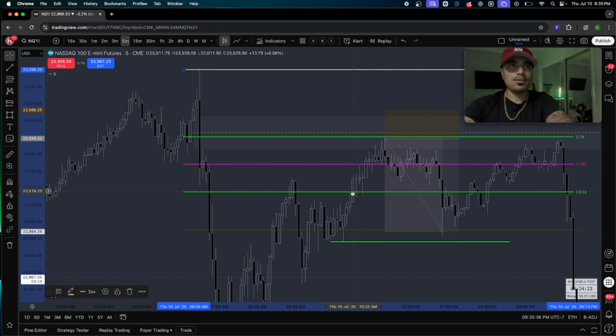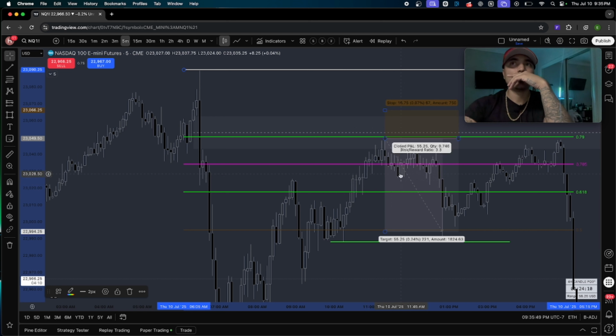Like if you look at this candle, you would think, oh, you would want to jump in here. No, that doesn't mean just jump in at 618. You want to wait for confirmation. Always look at this. This is not respecting 618, but now it's entering this OTE zone.